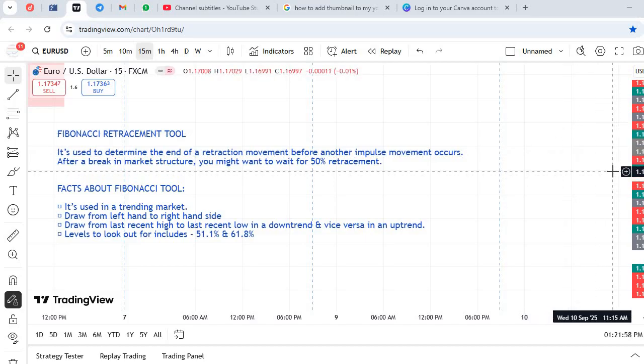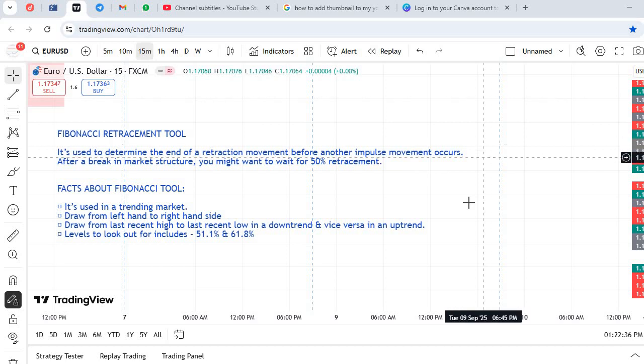Alright, so we have the Fibonacci retracement tool. Now, what do we mean by the Fibonacci retracement tool? This is a tool that is used to determine the end of a retracement movement before another impulse movement occurs. After a break in market structure, you might want to wait for a 50% retracement. So the Fibonacci retracement tool helps you determine the end of a retracement movement before another impulse movement occurs, whether in an uptrend or in a downtrend.